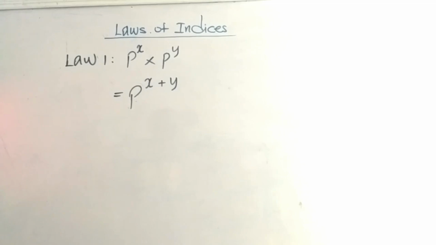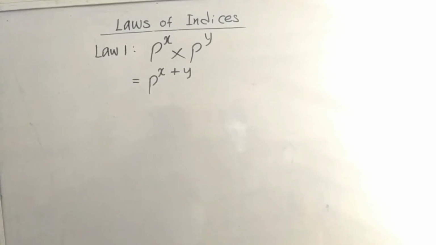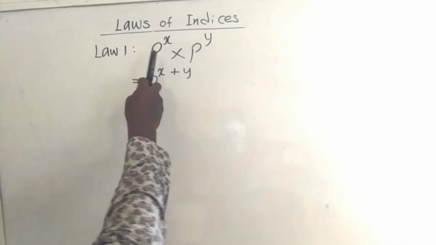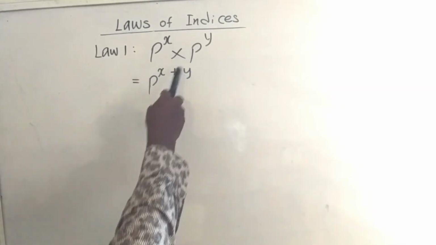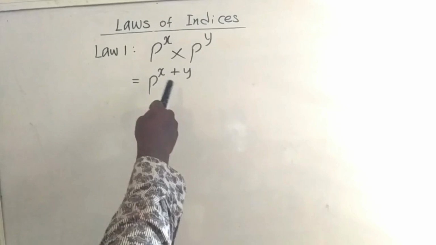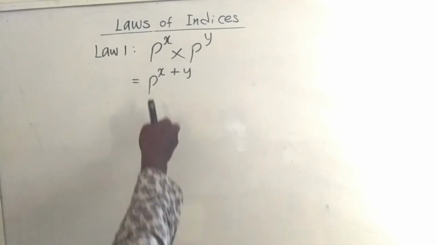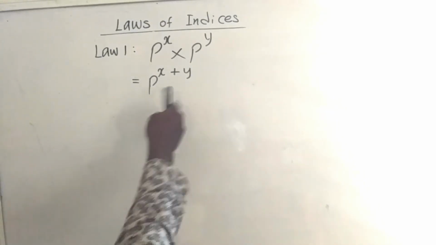Let's get started. The topic for today's class is laws of indices. Let's now begin with law 1. Given p raised to power x multiplied by p raised to power y, that is, under multiplication, we are adding the powers together. That is p raised to power x plus y.